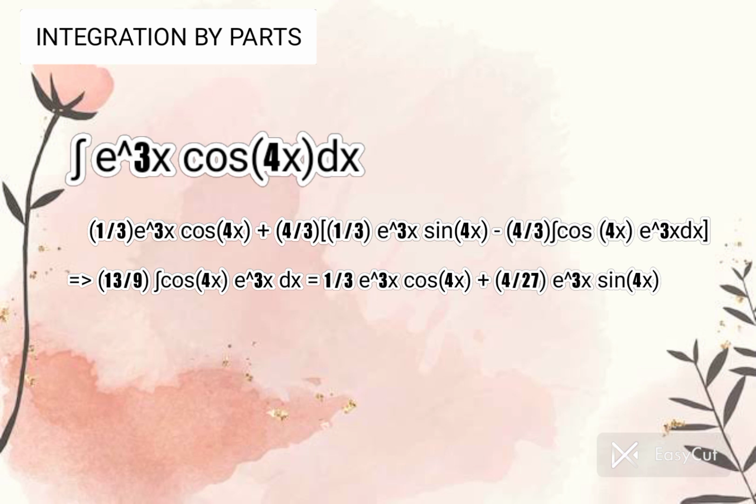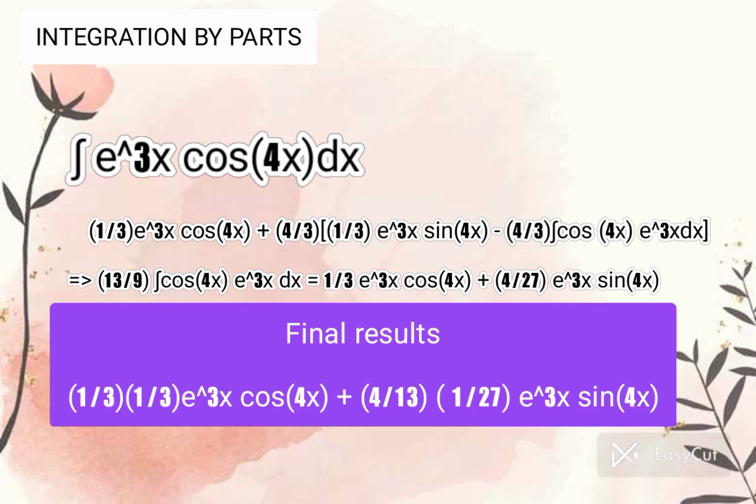Our final result is 1 over 13 times 1 over 3 e raised to the power of 3x cosine 4x plus 4 over 27 e raised to the power of 3x sine 4x. So that's the example of the integration by parts.